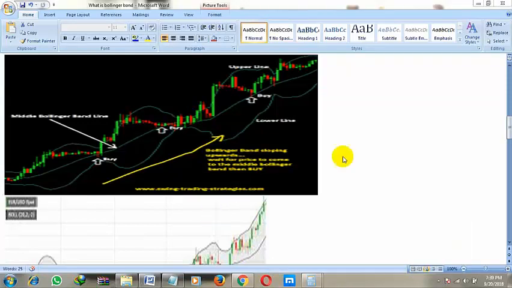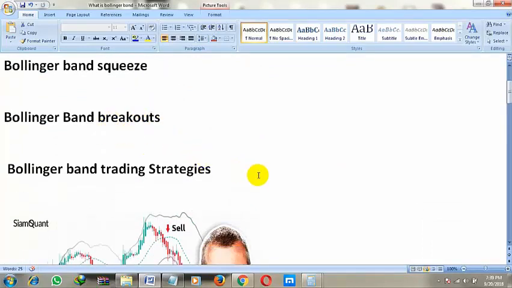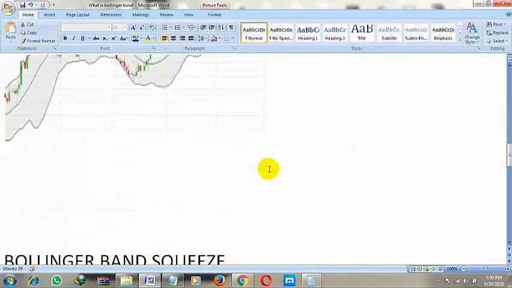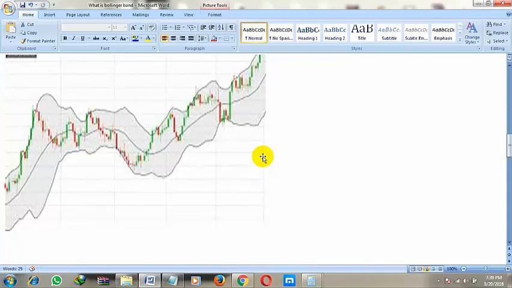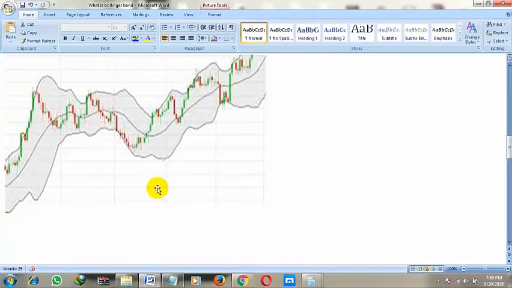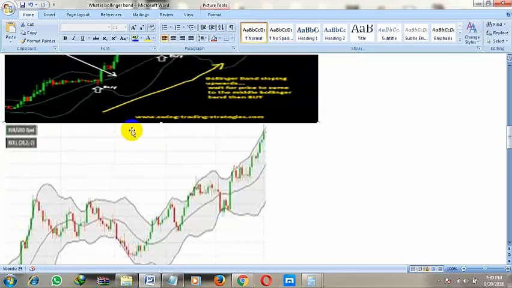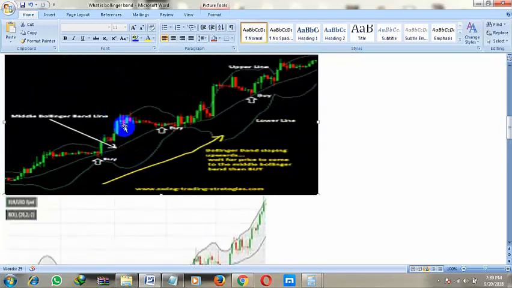Yeah, so let's go to the third one, which is Bollinger Band breakouts. Okay? Now, it's been estimated that 90% of the price actions happen between the bands. The other 10% are the price actions that happen outside the band, like what happened here, like what happened here. But on a general overview, 90% of everything happens within this band.